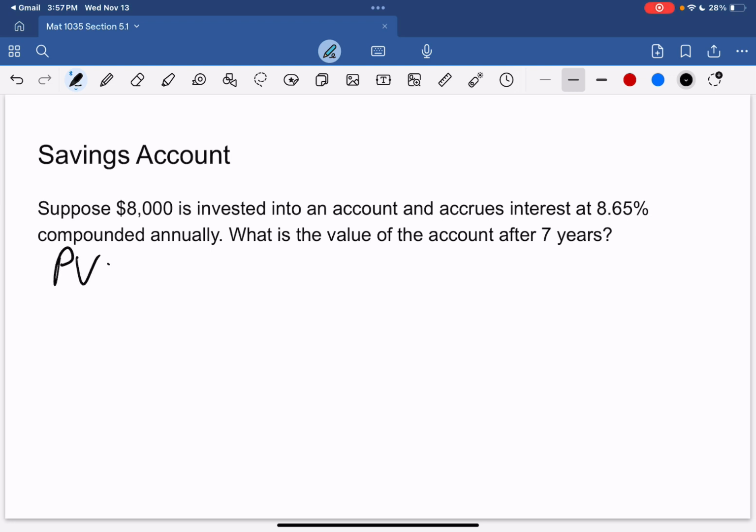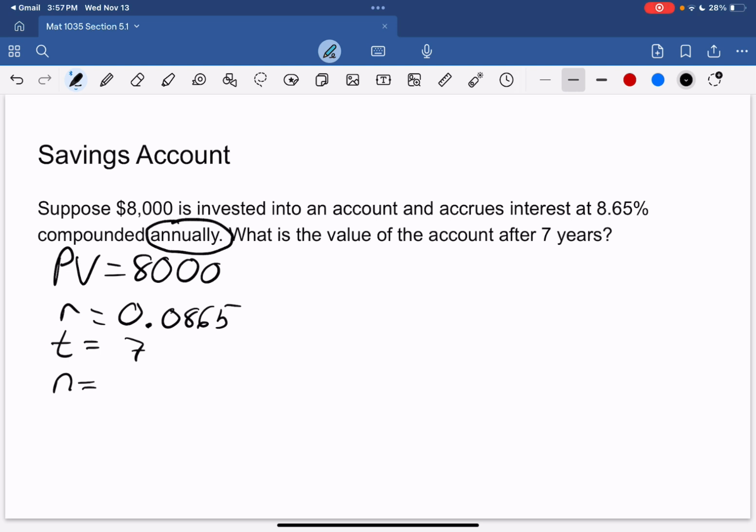So I have PV, I'm going to have R, I'm going to have T, but now I also need to account for N. So my PV is 8,000. My R is 8.65% or 0.0865. My T is 7, and I'm compounding annually. Okay, so that's very important. So since I'm compounding annually, my N is 1.